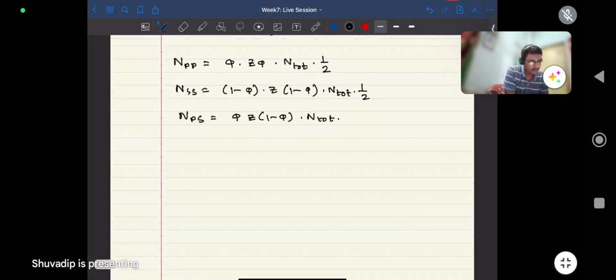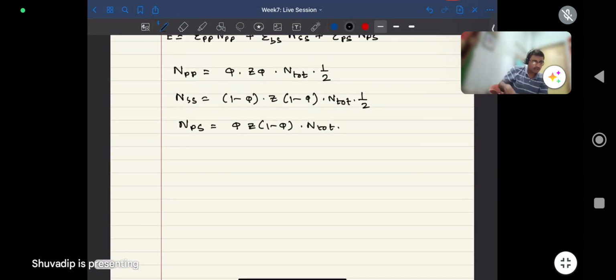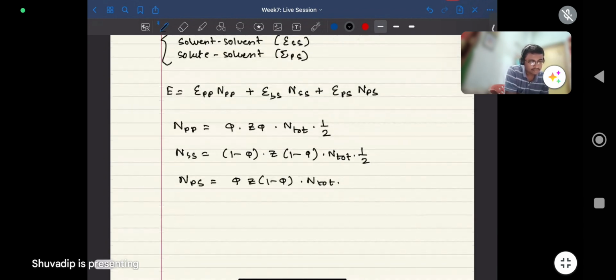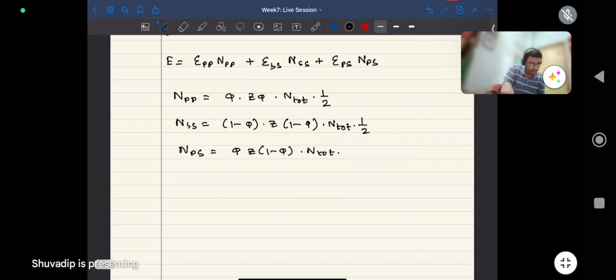So this we have already done. How many pairs there are, we have found out. Now the job is to write down the energy explicitly. Our next question is related to that only. We'll come to the next question in a moment, but let us neatly write down the full energy term. As we have defined, the energy will be EPP into NPP, ESS into NSS plus EPS into NPS.